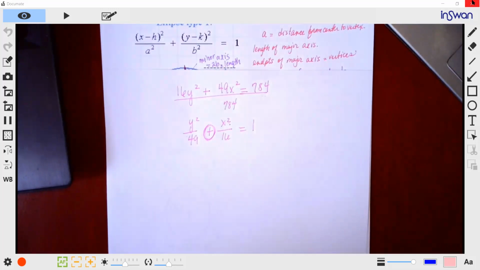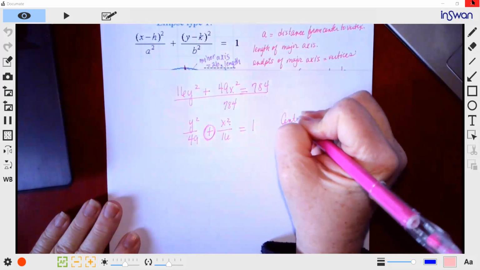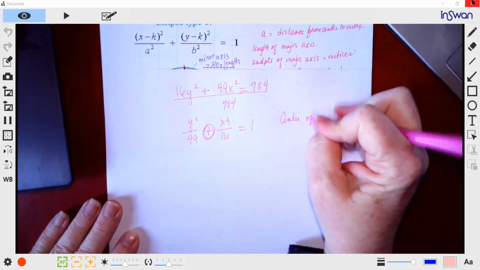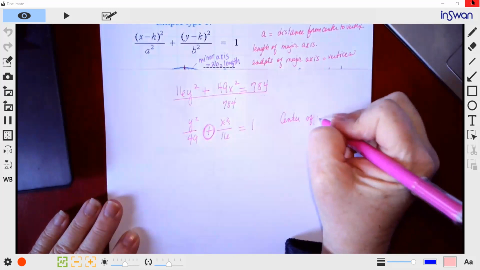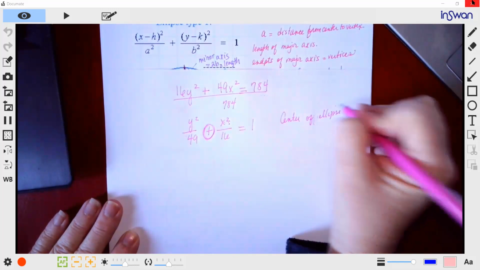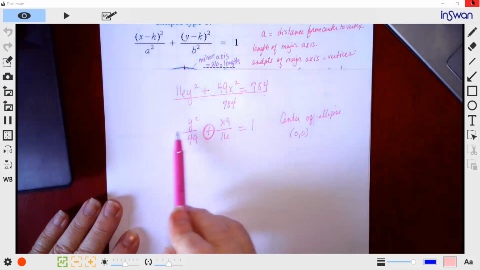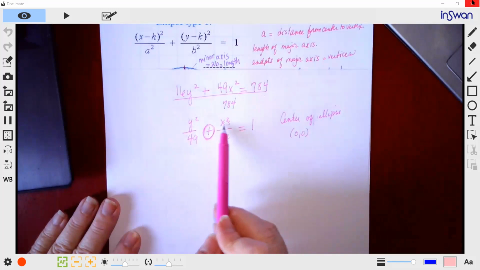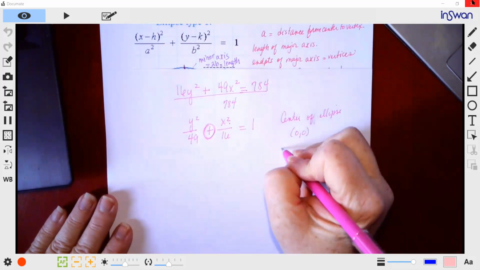So what's the center of this ellipse? Well, I don't have anything being subtracted from either x or y. So those h and k would both be zeros. So this would be 0, 0. Where that would change is if we had y plus 2 quantity squared or x minus 1 quantity squared, something like that.